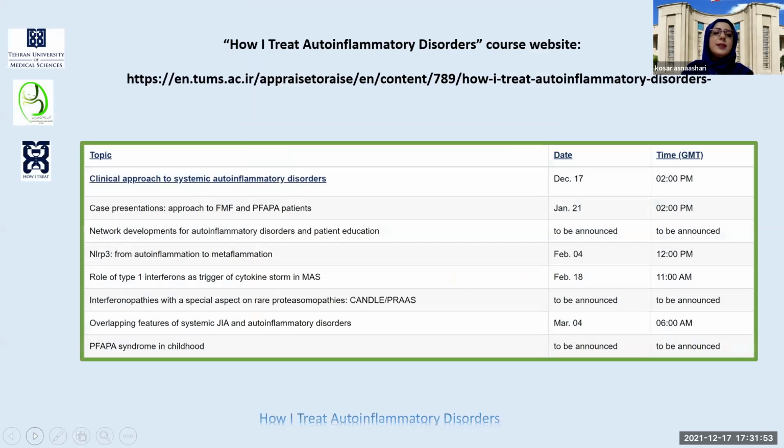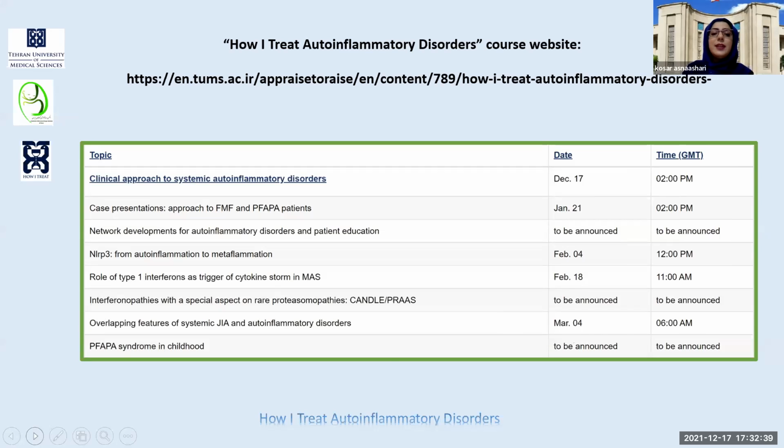The programs focus on a single disease or on one or more distinct aspects of a single disorder, and they offer diagnostic and therapeutic advice by enrollment of internationally well-known experts in the field. Our course, How I Treat Autoinflammatory Disorders, is comprised of 8 to 10 sessions, held weekly or bi-weekly, and the program will focus on various aspects of autoinflammation: pathogenesis, diagnosis, treatment, patient education, and network development. We intend to provide physicians, pediatricians, immunologists, and rheumatologists with an opportunity to access the latest updates on autoinflammatory disorders.